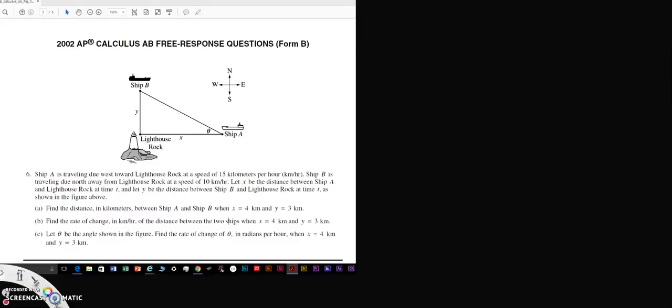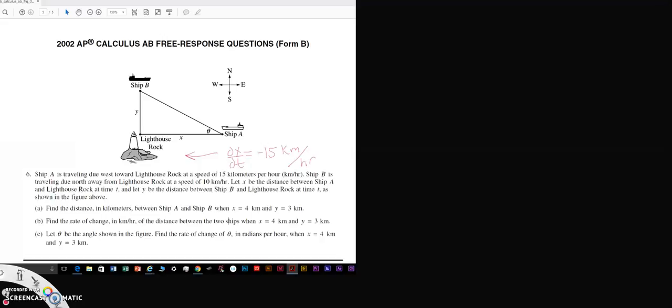Okay, so in this video we are going to solve a 2002 AP Calculus FRQ question, Form B. It looks like it's on related rates. It says ship A is traveling due west towards the lighthouse at a speed of 15 kilometers per hour. So he's traveling this way, which means dx/dt is going to be negative because x is decreasing, 15 km per hour.